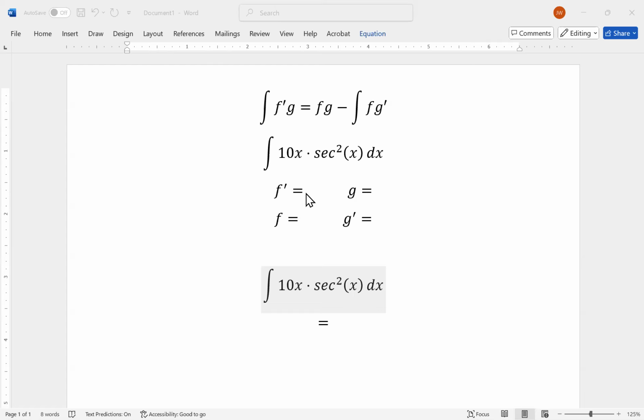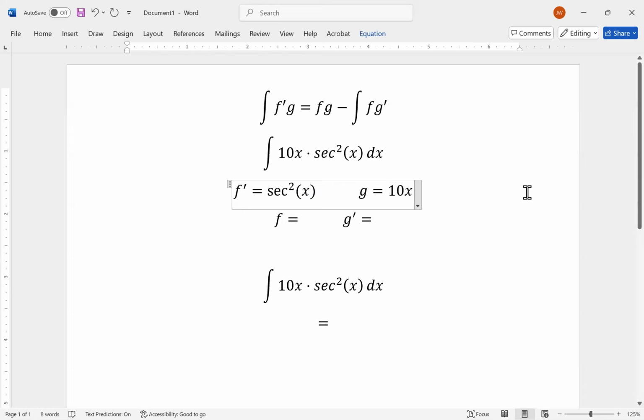All right, so let's do our f prime. Our f prime is going to be secant squared, and our g is going to be our polynomial. And again, we have a nice linear polynomial in this case as well, 10x. G prime is just 10. F, well, the antiderivative of secant squared, that's one of my basic rules, that's tangent. So obviously you could tack on any plus c if you wanted, but it's just tangent.